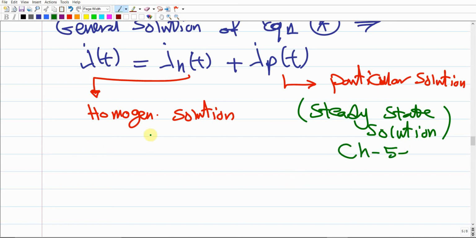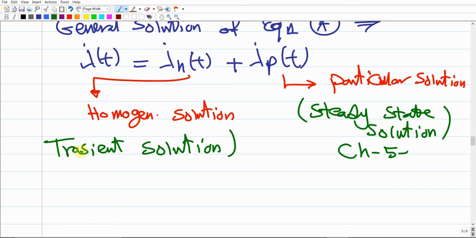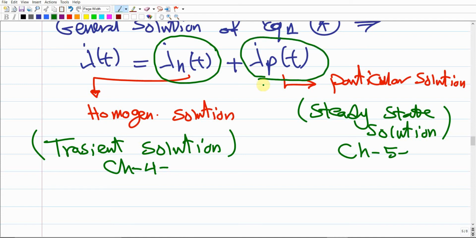But the homogeneous solution is also known as the transient solution, and this is the title of this chapter, chapter 4. So through chapter 4, we are interested in investigating the transient behavior of the electrical circuit. To study the transient behavior, you should find the homogeneous solution of this ODE. If we are interested in studying the steady state behavior, we should find the particular solution of the ODE. So again, the particular solution is commonly known as the steady state solution.